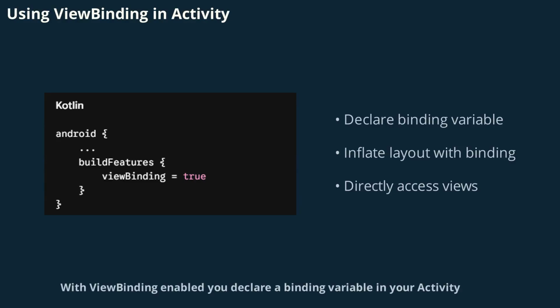With ViewBinding enabled, you declare a binding variable in your activity. In onCreate, you inflate the layout using the generated binding class and set the content view to binding.root. Now, you can access views like binding.welcomeText directly, making your code cleaner and less error-prone compared to findViewById.